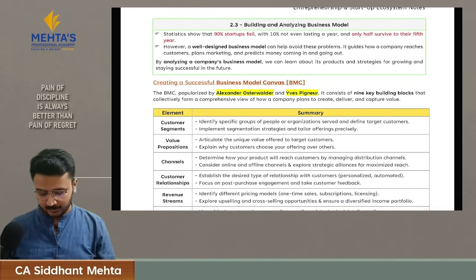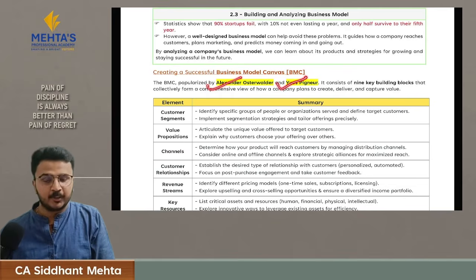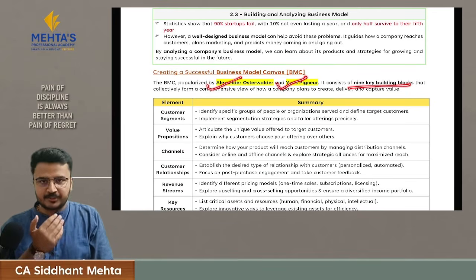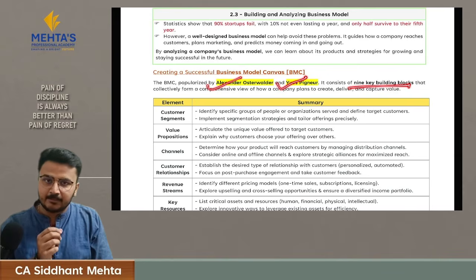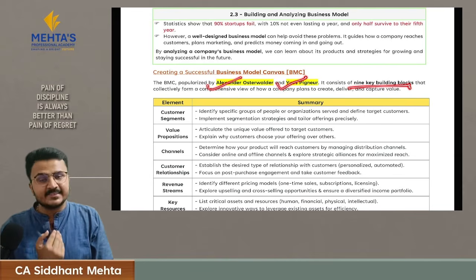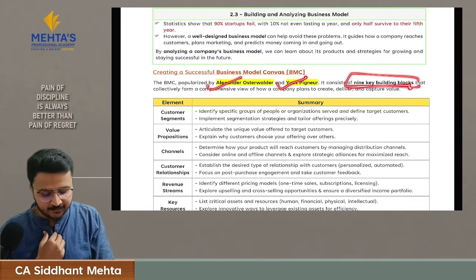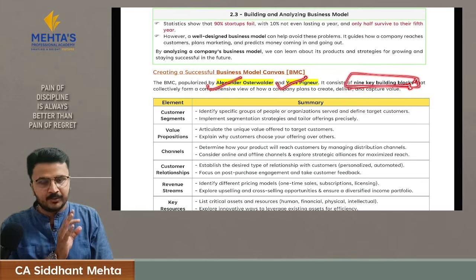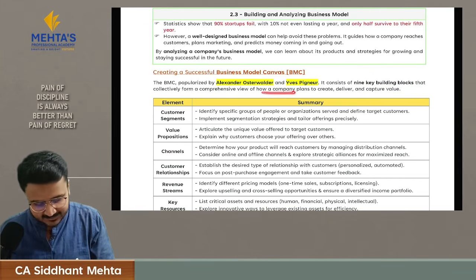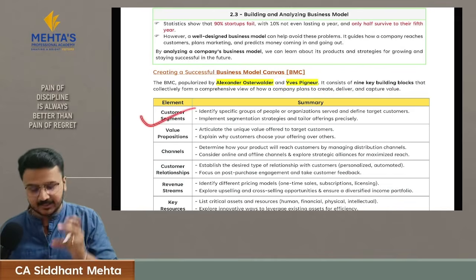Here, there are two people, Alexander Osterwalder and Yves Pigneur, who have provided a business model canvas which has 9 key building blocks in it. With the help of these 9 elements, you can frame your business model for your company. Also, if you want to analyze the business model of some other company, you can do it by dividing it into 9 key building blocks. With the help of these 9 elements, you can understand how the company is creating, delivering and capturing value. The first one is customer segments.